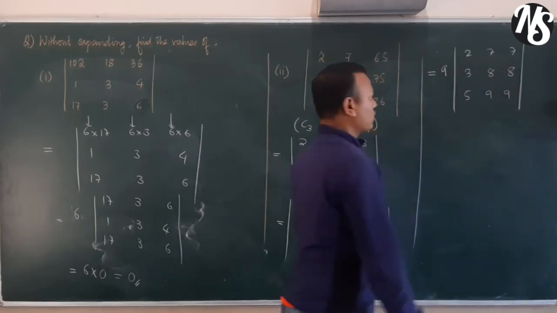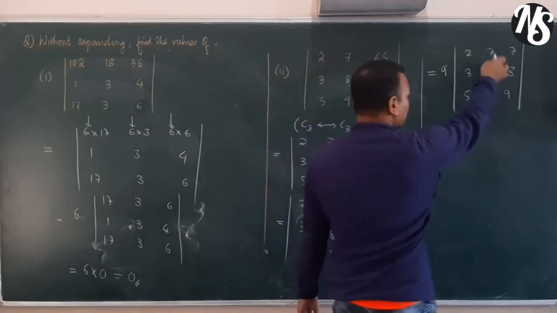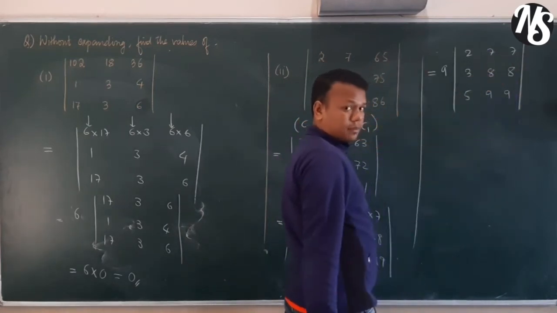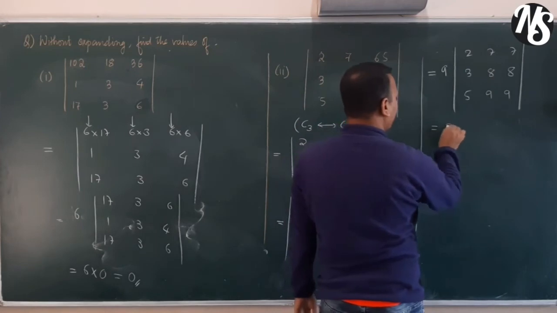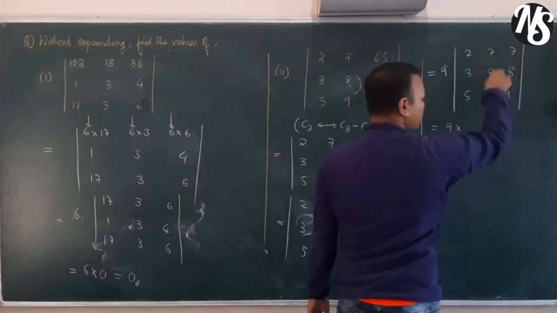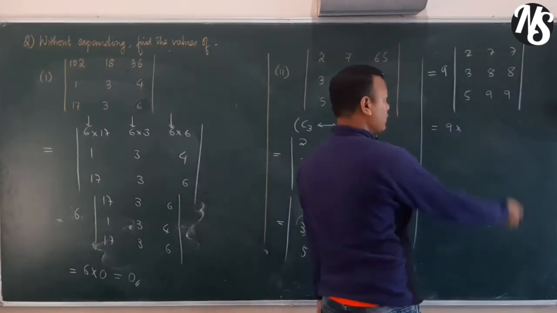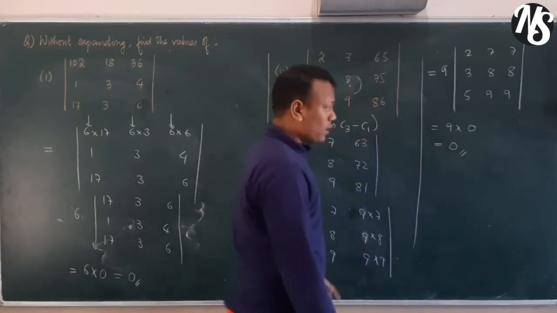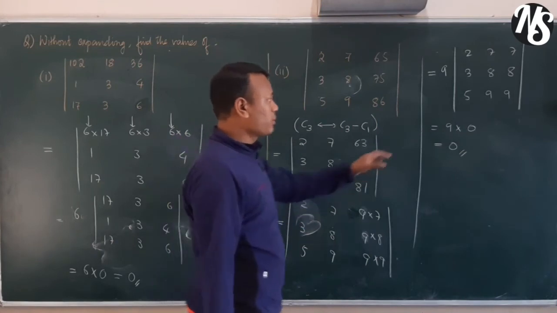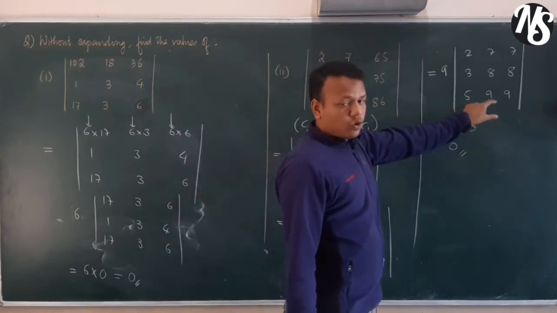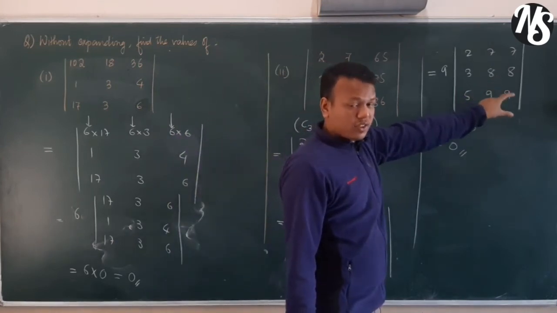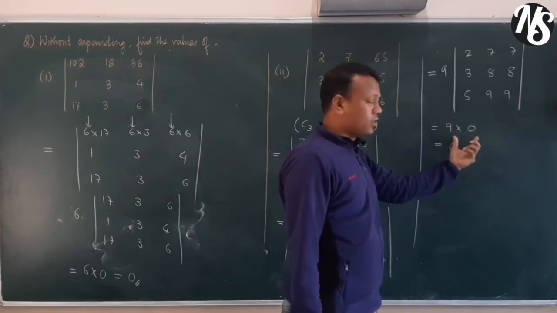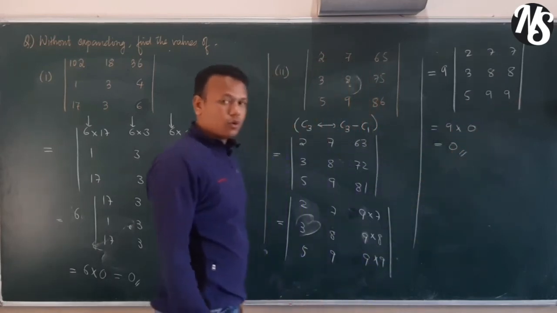Okay. Now, column 2 and column 3, they are the same, right? So these two are identical. So that's why the value of this entire determinant becomes 0. So 9 into 0 is 0. Okay. It will be better, since two columns C2 and C3 are identical, to mention that, that's why the value will be 0. That will be even better.